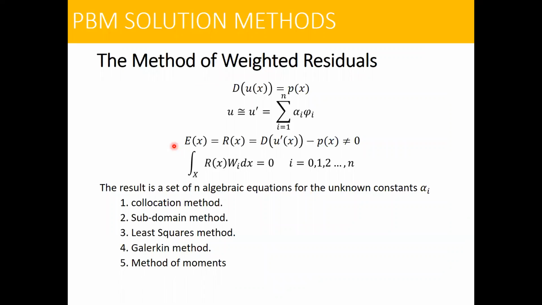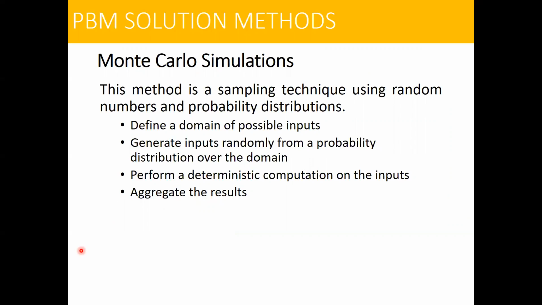Next one, Monte Carlo simulation. This method is a sampling technique using random numbers and probability distributions. A simulation algorithm is established by identifying the probability function which governs changes occurring in the system. The algorithm is implemented by generating random numbers satisfying the calculated probability distributions. The probability distribution for the changes in the system is conditional on the state of the system at the instant at which the change is considered.